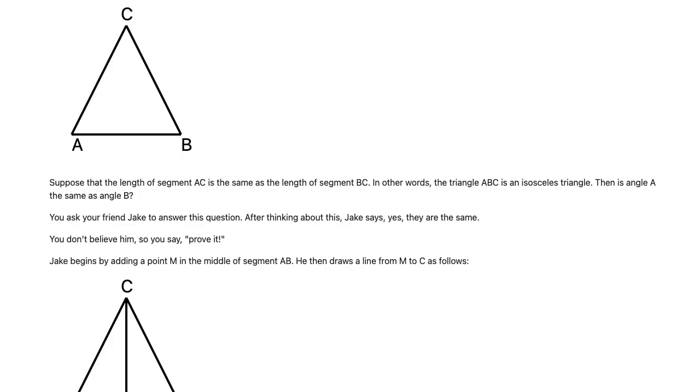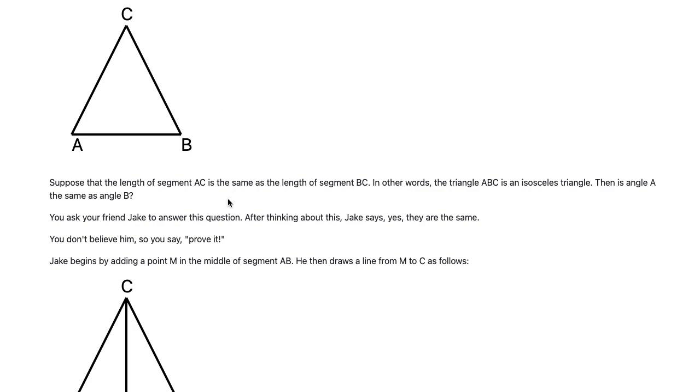Next, let's consider a very different problem. Take a look at this triangle ABC. Now suppose that the length of segment AC is the same as the length of segment BC. In other words, the triangle ABC is an isosceles triangle. Then is angle A the same as angle B? You ask your friend Jake to answer this question. After thinking about this, Jake says yes, they are the same. You don't believe him, so you say prove it.